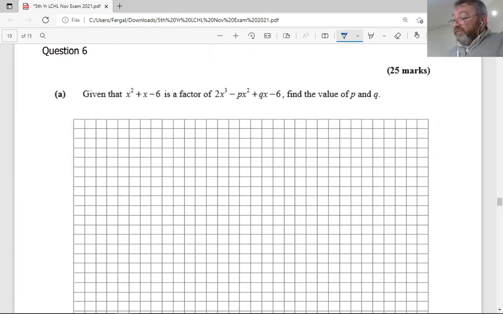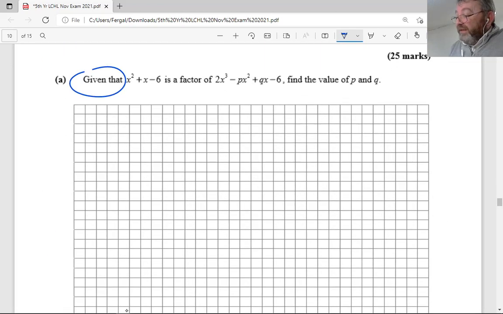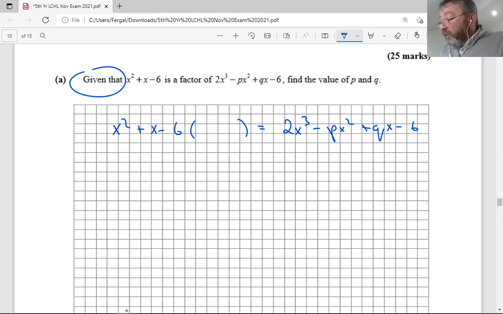Question 6. Given, again, given that this is a factor. So what do we do? The same thing. X squared plus x minus 6, when multiplied by some linear term, will give me 2x cubed minus px squared plus qx minus 6. So again, if I want to form a cubic expression from a quadratic, it has to be multiplied by some linear term. So we do the same thing. Take the first term, x squared multiplied by x, or even 2x, is going to give me 2x cubed. And then minus 6 remains minus 6.